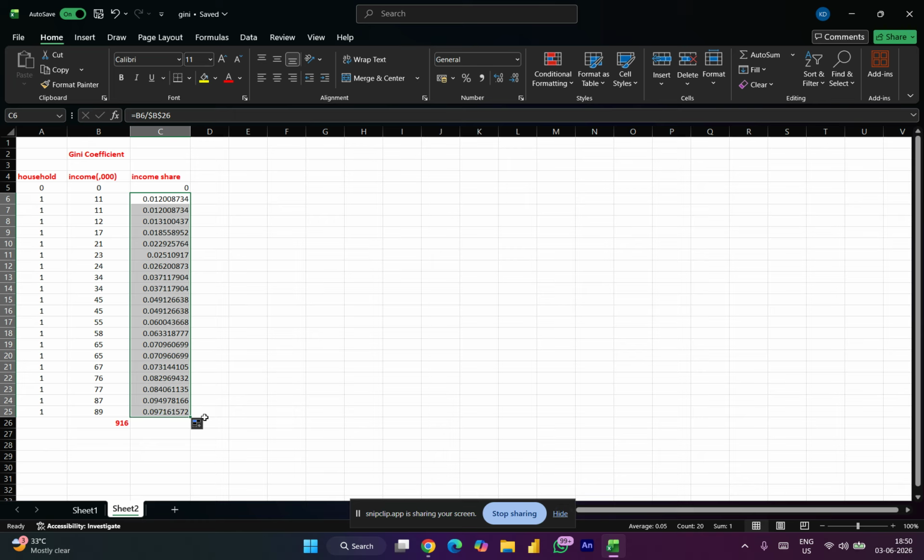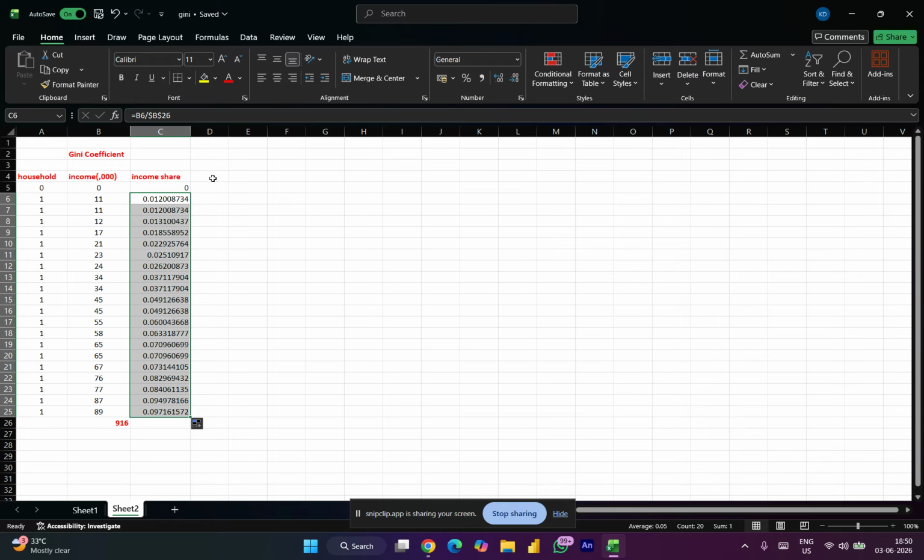If we multiply it by 100, it can be converted into percentage, but we are not converting into percentage. We are keeping it as a share, income share. Okay, in this way.